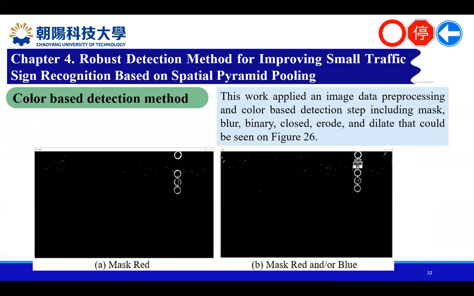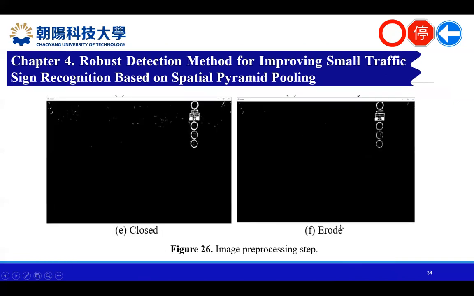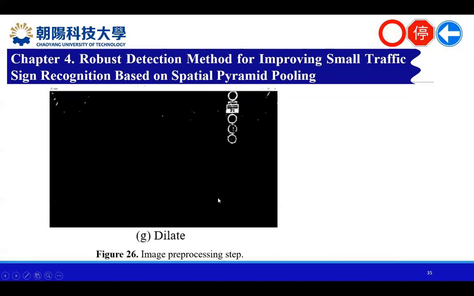In the next chapter, we focus on a robust detection method for improving small traffic sign recognition system based on SPP. In this work, we apply image data preprocessing and a color-based detection step, including mask, blur, binary, close, erode, and dilate, which can be seen in figure 26. So we implement the color-based detection method. As we can see here, this is the process of mask red, and then mask red and blur, binary, close, erode, and dilate.